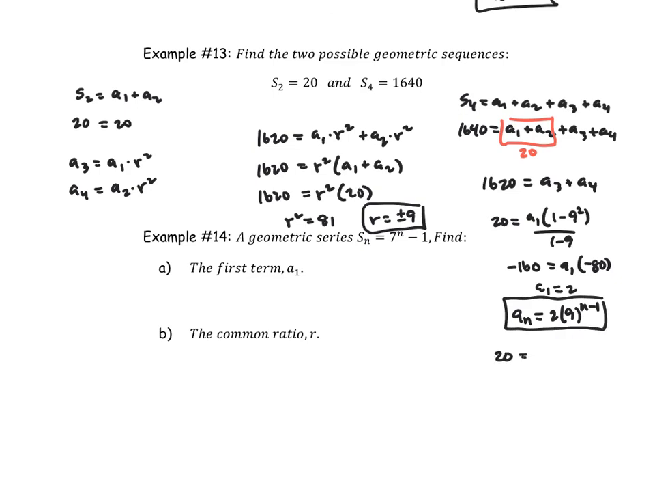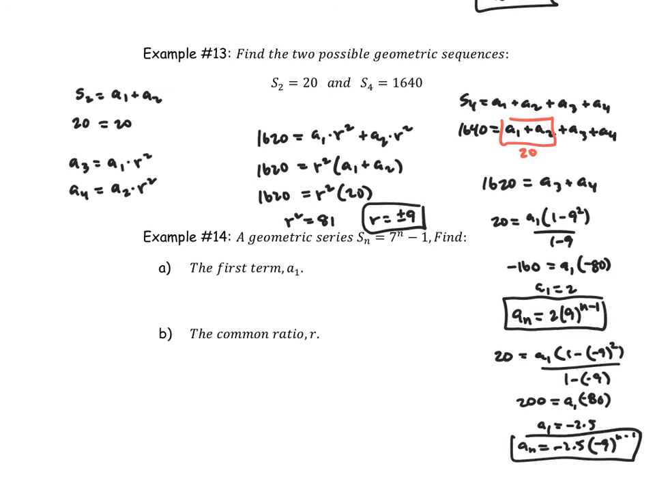The other one, I would take 20 is equal to a1 times 1 minus -9 to the second, right? R is now -9, over 1 minus -9. So that would give me 200 if I multiply both sides by 20. a1 times 1 minus 81 again, which would be -80. Okay, so a1 comes out to be -2.5. All right, which leads me to my general sequence being -2.5 times -9 to the n minus 1th power. There are 2 possible geometric sequences for example number 13.